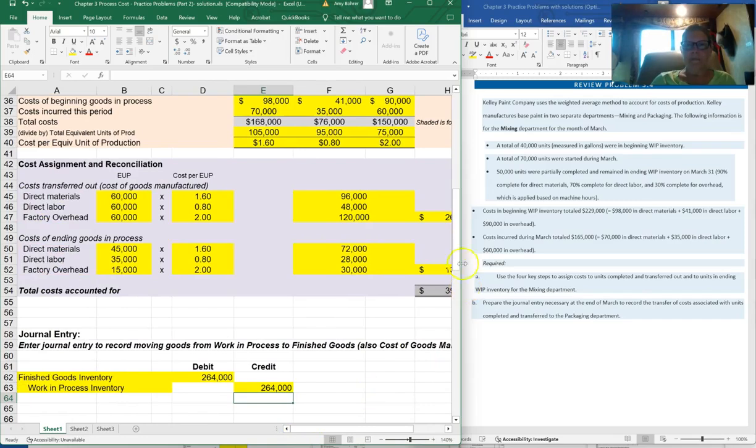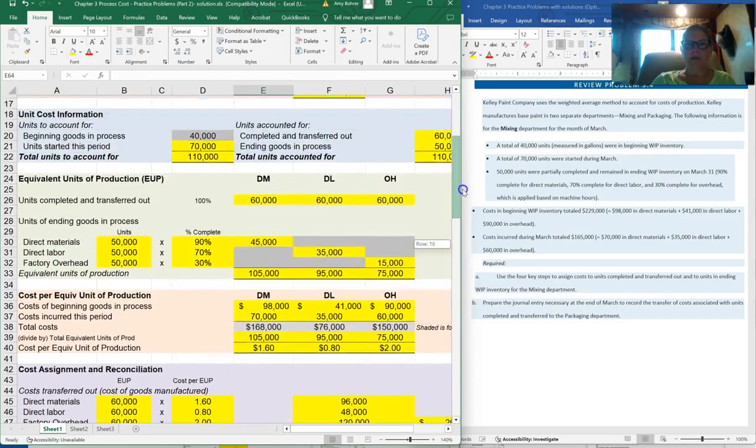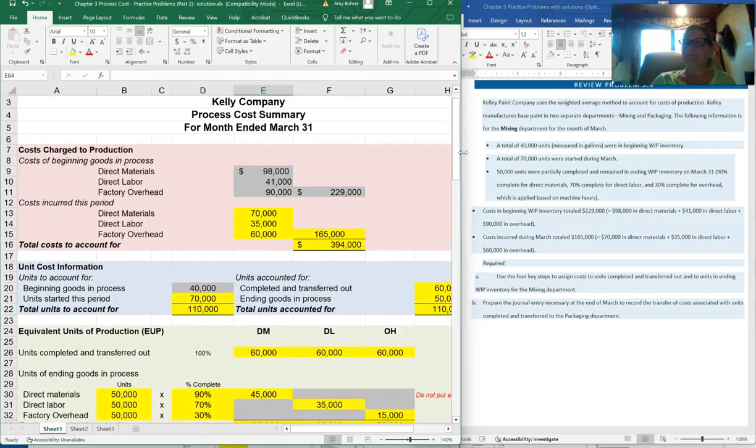Okay? So that's doing process costing using the weighted average method. And your homework should be very, very similar to this.